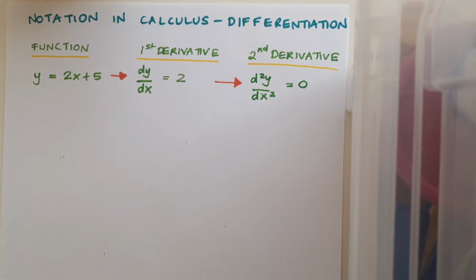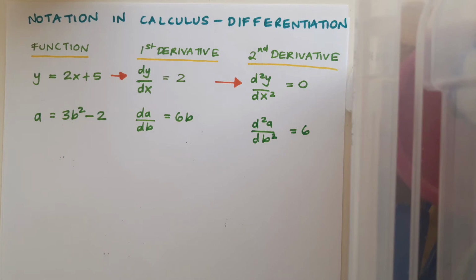y and x are the most common variables that we see in our function, but it doesn't always have to be y and x. For example, we could have a equals 3b squared minus 2. In this case, we'd call the first derivative dA over dB. And in this example, that would give us 6b. Differentiating a second time would give us d squared a over dB squared, which in this case would come out as 6.